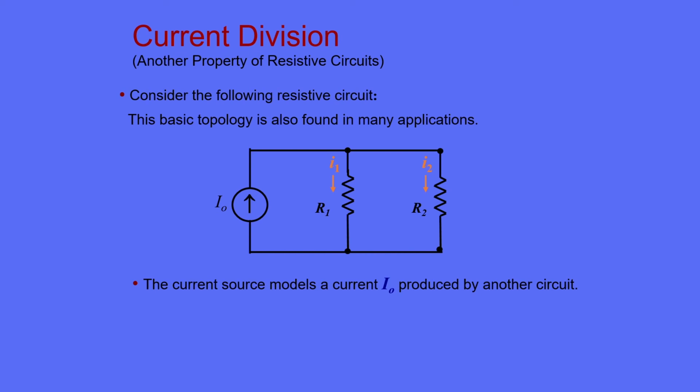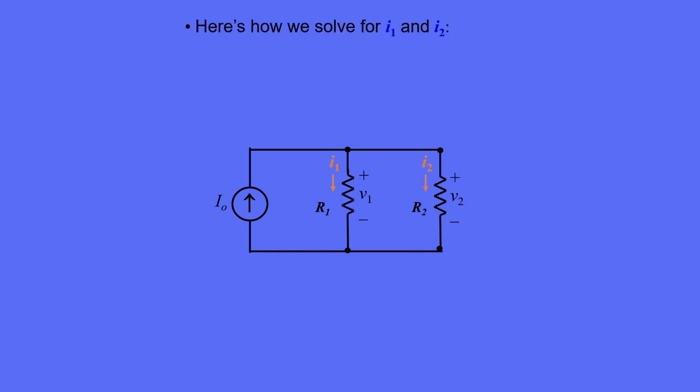As mentioned previously, the current source is not a naturally occurring source, but it can model the current I0 produced by some other circuit or another part of the circuit. We know from Kirchhoff's current law that I0 will split into I1 plus I2. But we'd like to know the ratio of I1 to I2. Here's how we solve for I1 and I2.